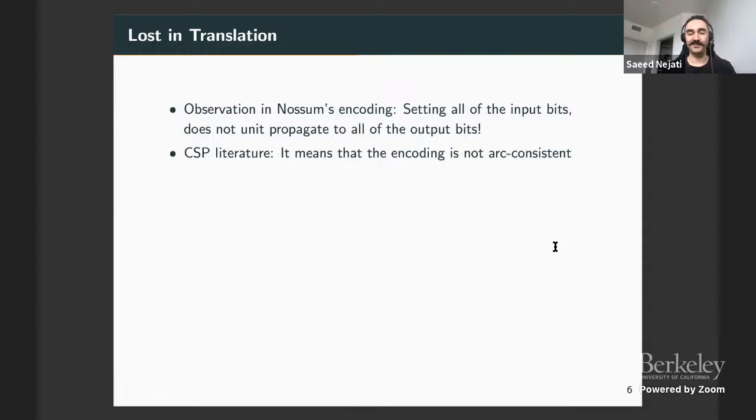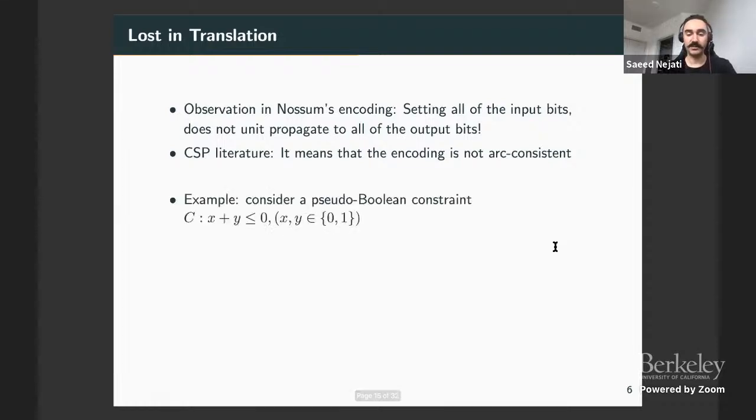And from the CSP literature and Karen's talk, we know that this has a name, and this is studied very well. It means that Nosum's encoding is not arc consistent, because there exists an implication at the higher level in the CP, like the constraint definition level, that unit propagation on this particular encoding cannot propagate. So it's not arc consistent. And here I could give a quick example if I have time.